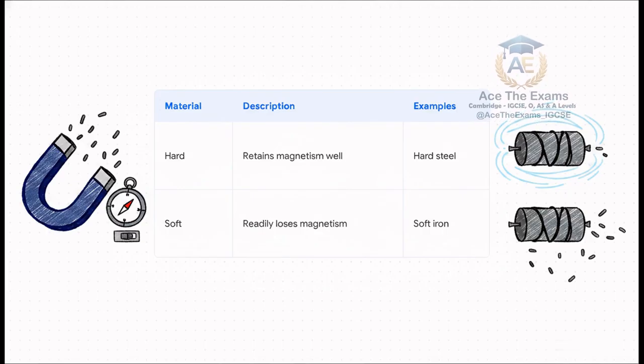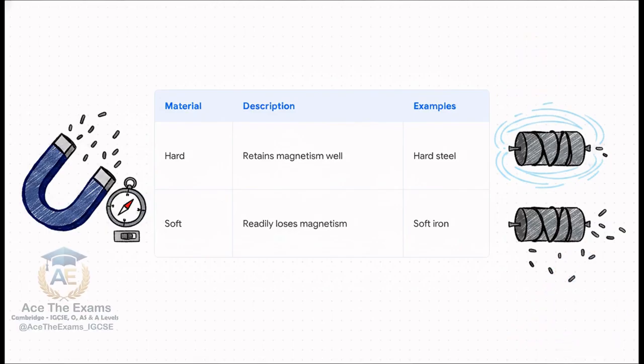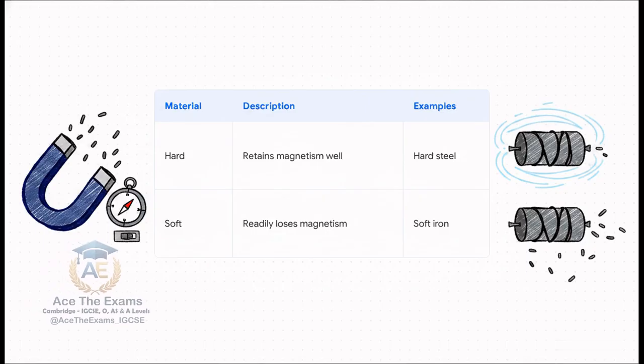Hard magnetic materials, like steel, are pretty tough to magnetize initially. But once you do, they hold on to that magnetism incredibly well. That's exactly why we use them to make permanent magnets. On the flip side, we have soft magnetic materials, like soft iron. These guys are super easy to magnetize, but the second you take the magnetic field away, they lose their magnetism instantly. As you're going to see in a few minutes, that quirk makes soft iron absolutely perfect for electromagnets.